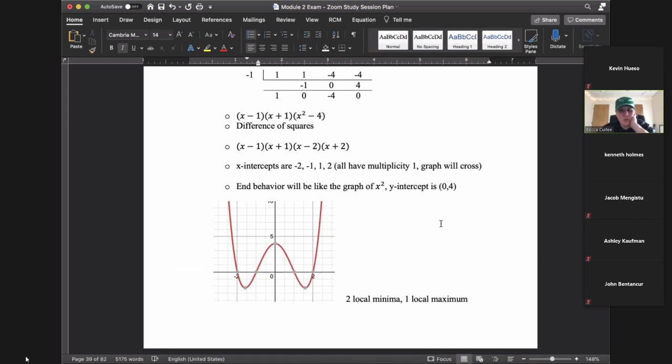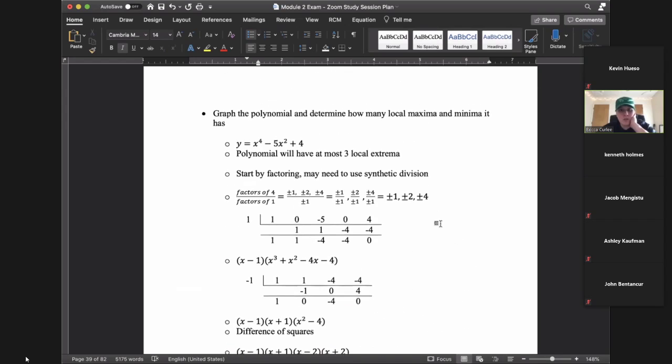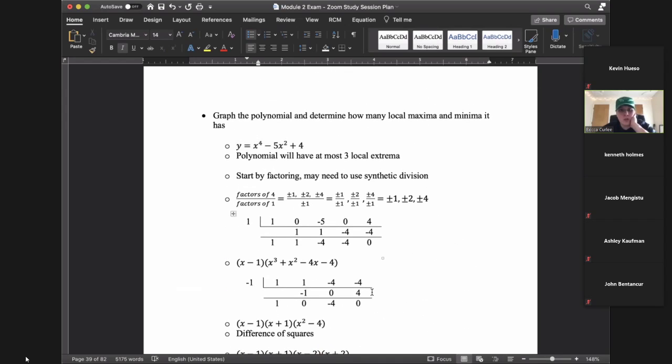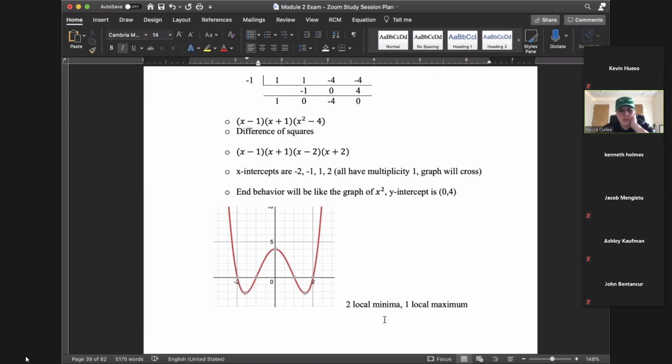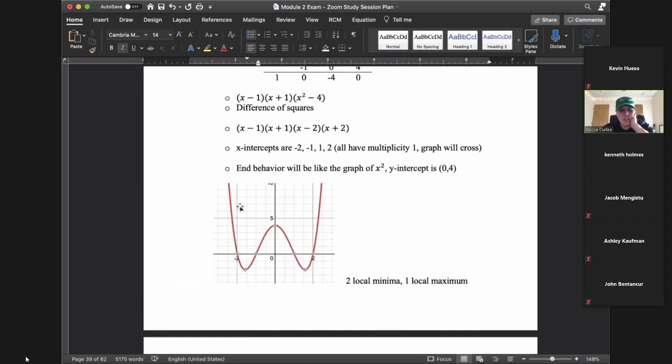The y-intercept is (0, 4), because we were given that from the original equation. So with all this information, we can graph what it looks like, marking our x-intercepts, marking our y-intercept, and getting the end behavior. So then we go through, and we've got 2 local minima right here and 1 local maximum. So it's got 3 local extrema.